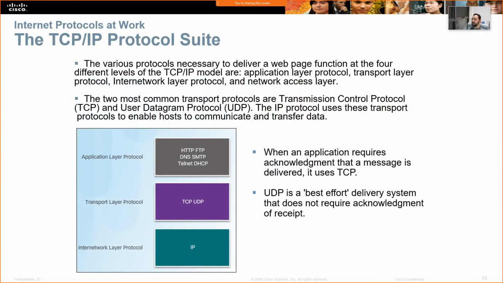Internet protocols at work. Various protocols are necessary to deliver web page function at the 4 different levels of the TCP/IP model. So the TCP/IP model is basically based on the OSI model. As you guys remember, we talked about this already. The OSI model is general, and the TCP/IP basically has some specifications on some of the layers. Okay, so the transport mode is TCP or UDP. IP is the preferred network layer protocol used. All right, that's all we have here.